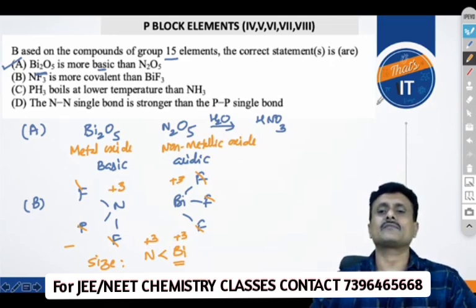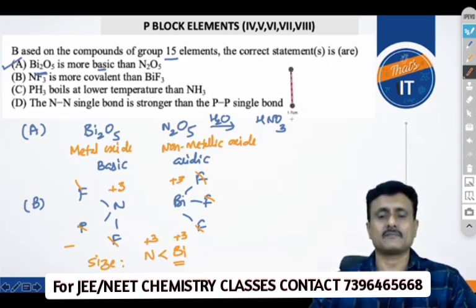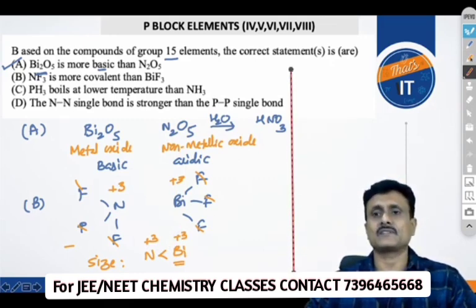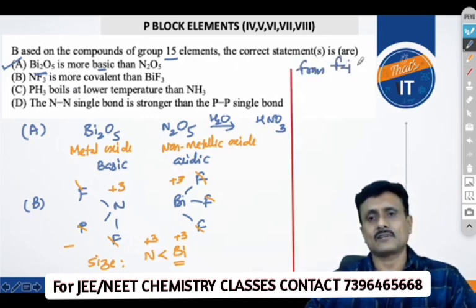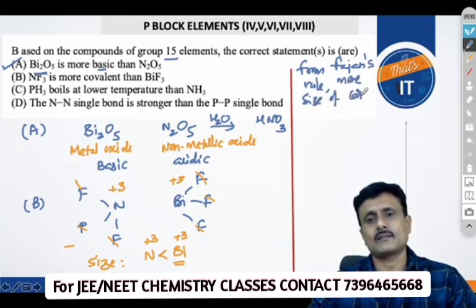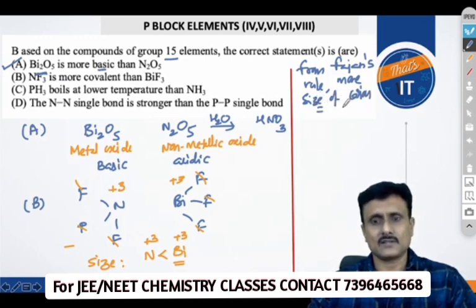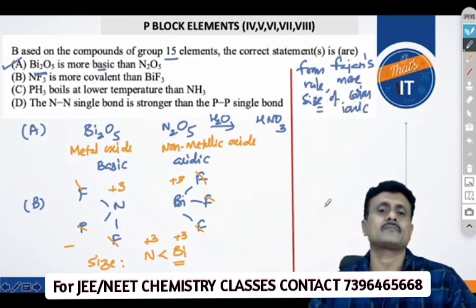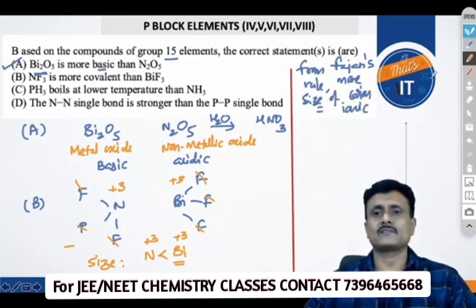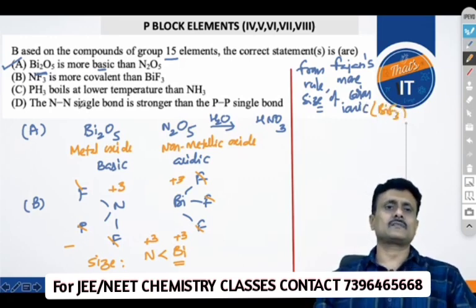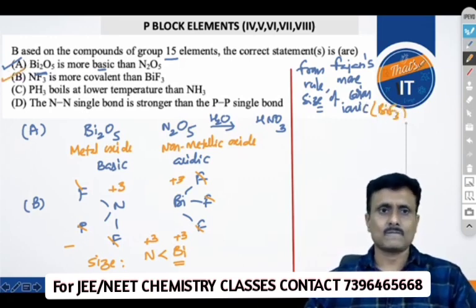So in case of the cations, from the Fajan rule, right? Fajan also, more the size of cation, it is by nature what? Ionic. Therefore BiF3 is ionic, NF3 is covalent. Makes sense?